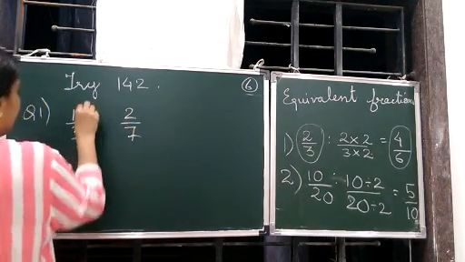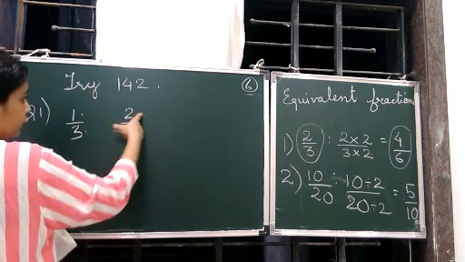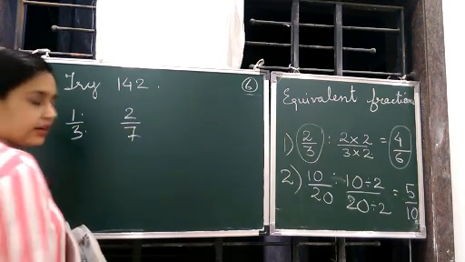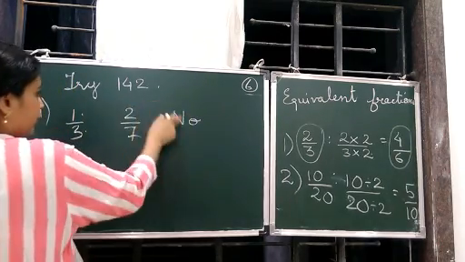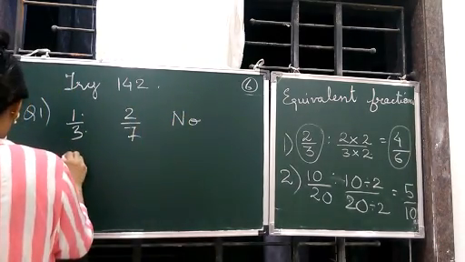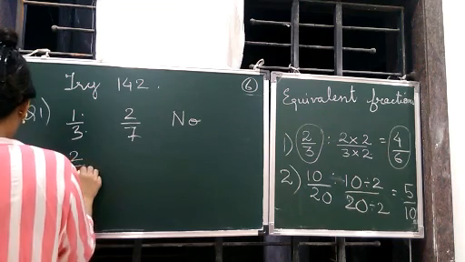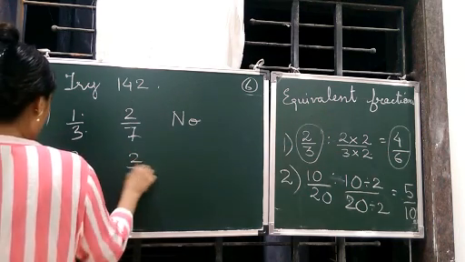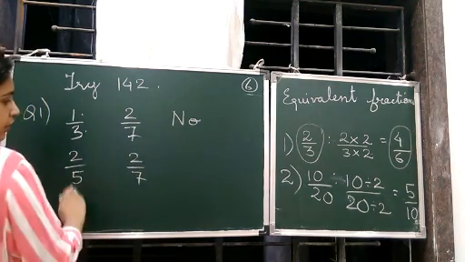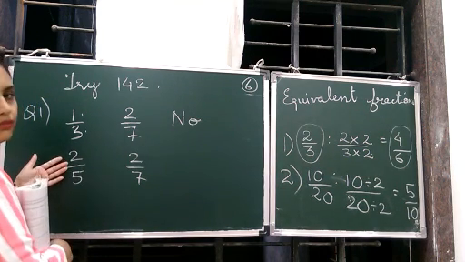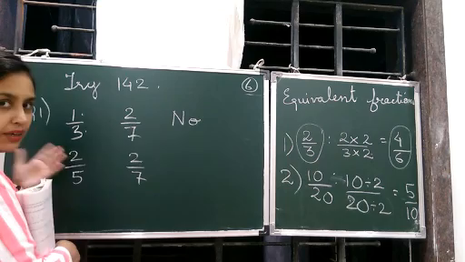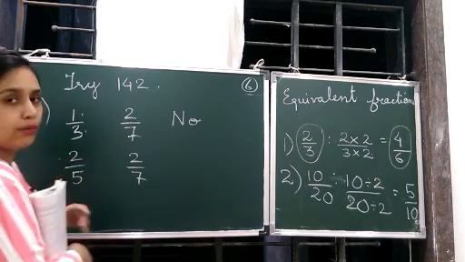You multiply any number here or you divide any number here, you will never get 2 by 7. Correct? So they both are not equivalent. So on the top you can write no. Then 2 by 5, 2 by 7. Same thing. You divide or multiply with any number, you will never get 2 by 7.